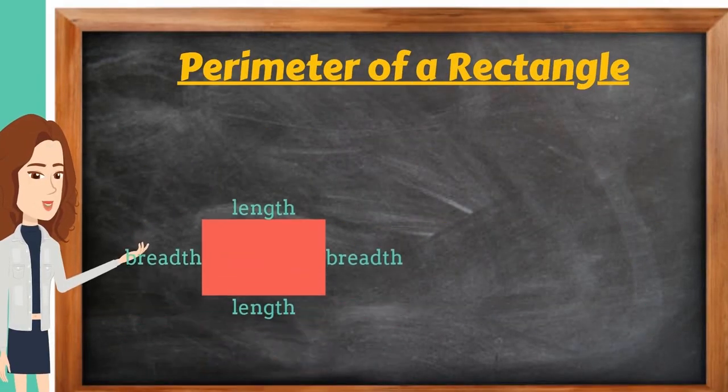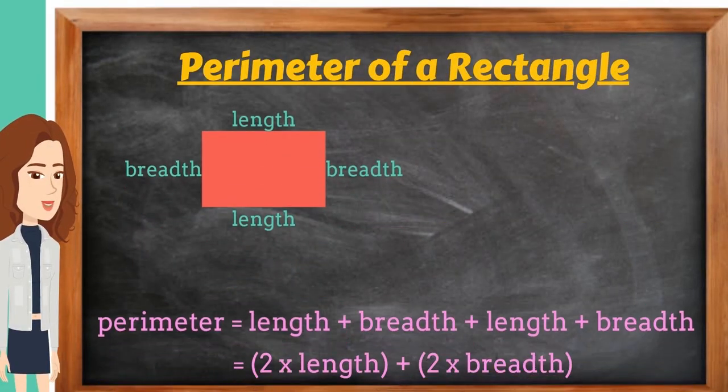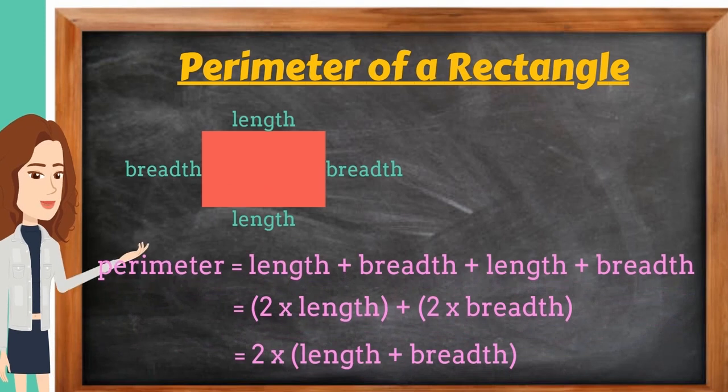Perimeter of a rectangle. We already know the rectangle has 4 sides and opposite sides are equal in length. So the perimeter of the rectangle is equal to length plus breadth plus length plus breadth. Therefore, the perimeter is equal to 2 times length plus 2 times breadth, which is equal to twice of length plus breadth.